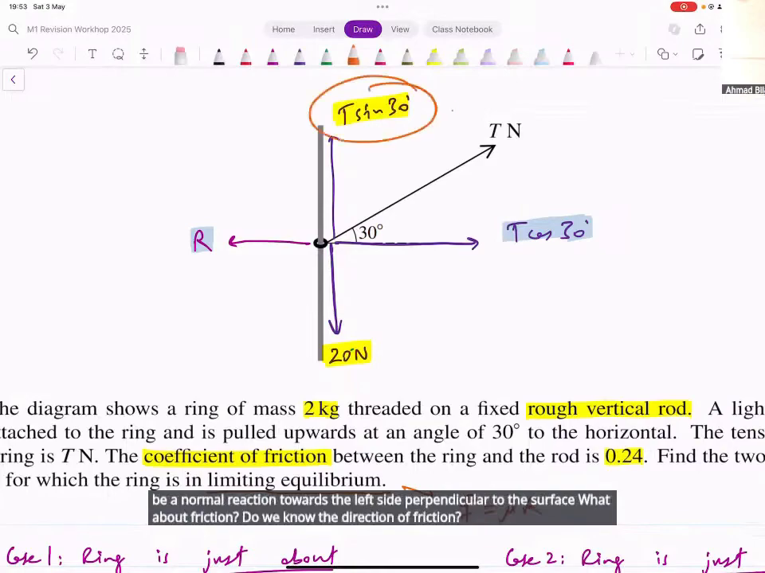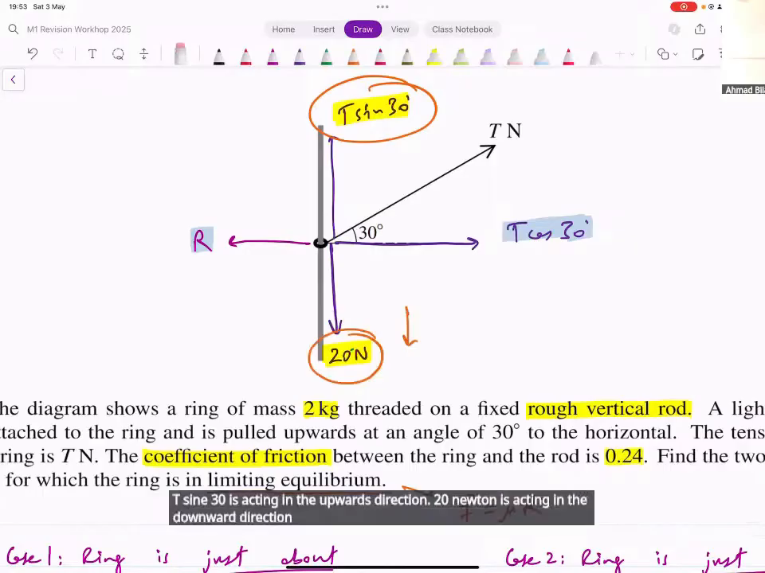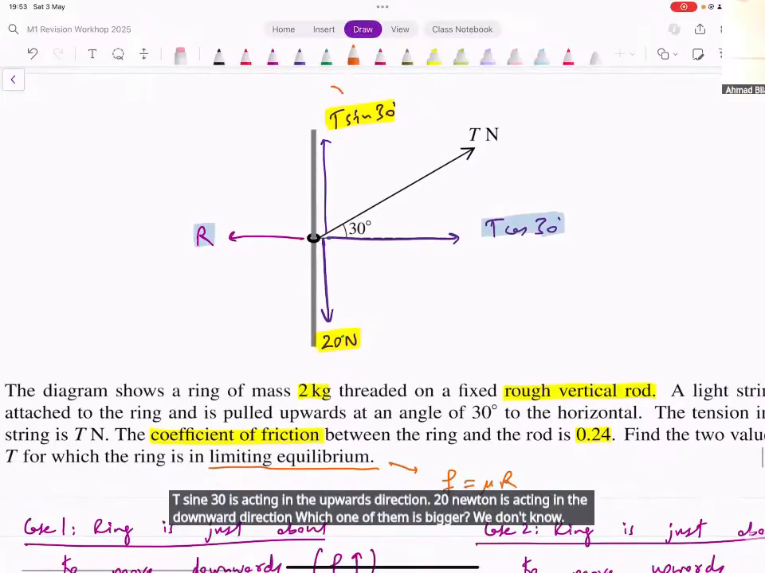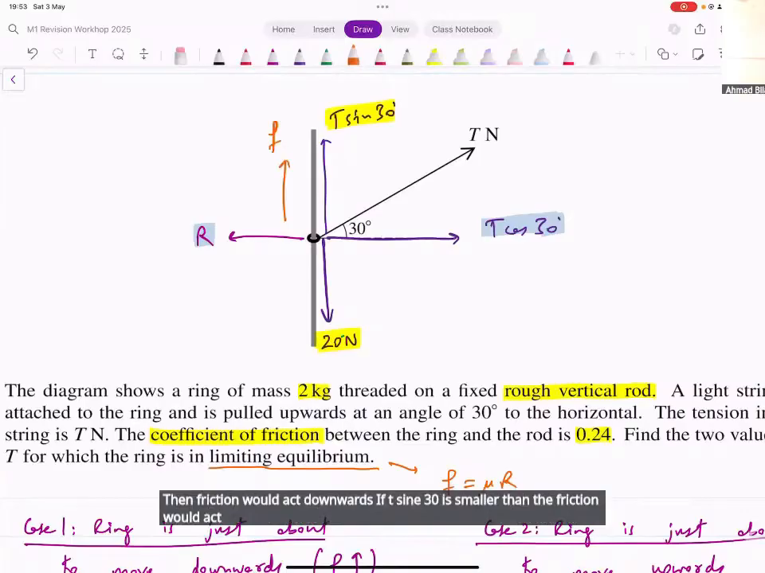T sine 30 is acting in the upwards direction. 20 Newton is acting in the downward direction. Which one of them is bigger? We don't know, because this is T, and we don't know what that value is. If T sine 30 is bigger, then friction would act downwards. If T sine 30 is smaller, then the friction would act in the upwards direction. So the direction of friction is not clear in this.